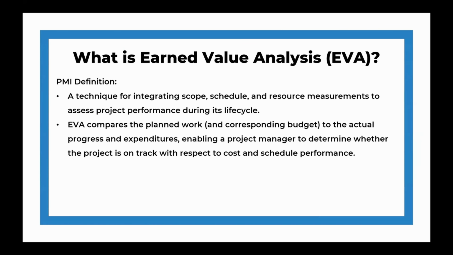According to PMI, EVA is a technique for integrating scope, schedule, and resource measurements to assess project performance during its life cycle. EVA compares the planned work and corresponding budget to the actual progress and expenditures, enabling a project manager to determine whether the project is on track with respect to cost and schedule performance. Very long definition. Let's break this down in a much more simple way to understand.